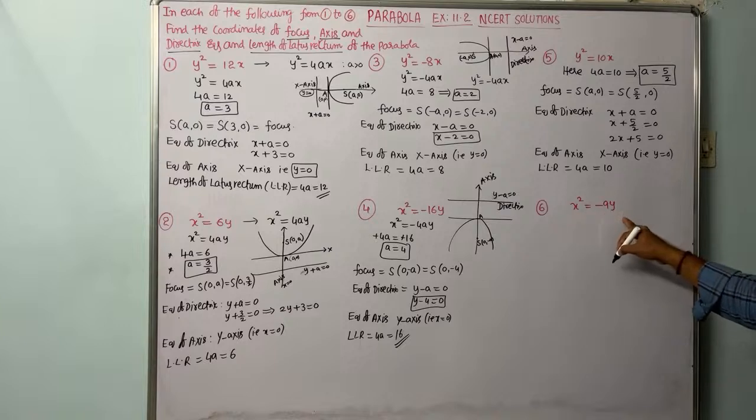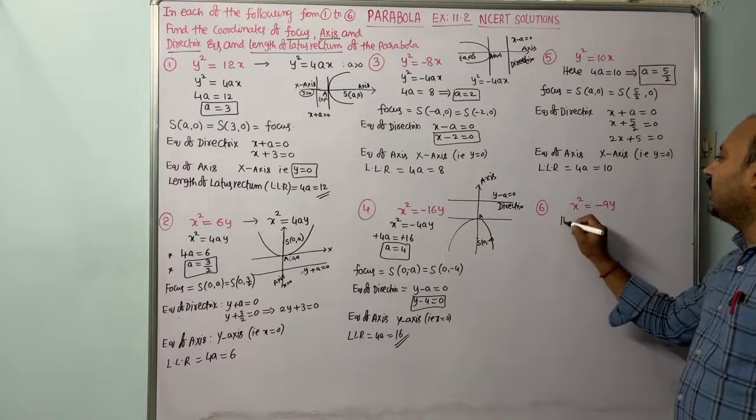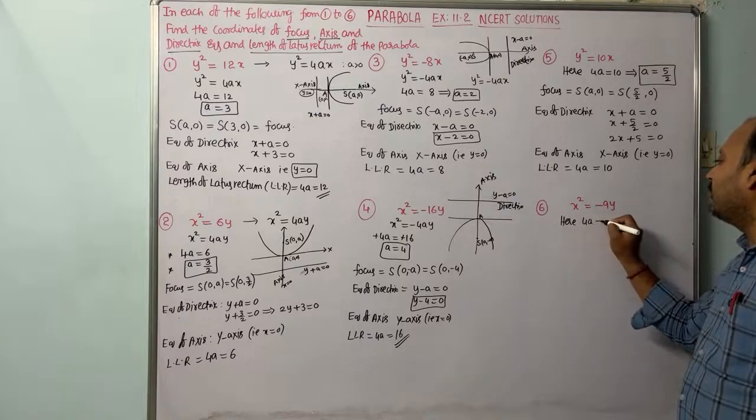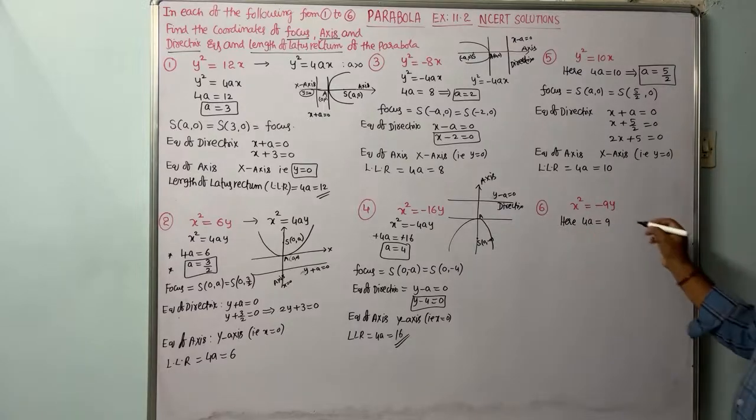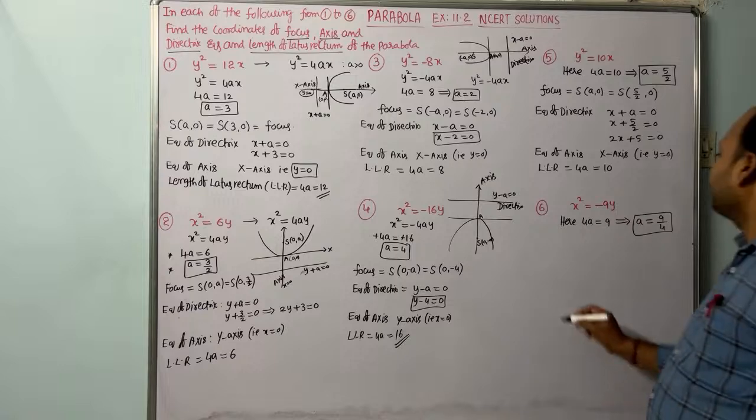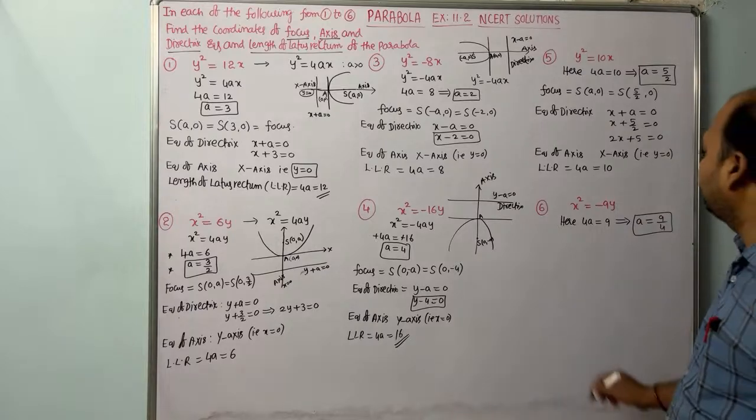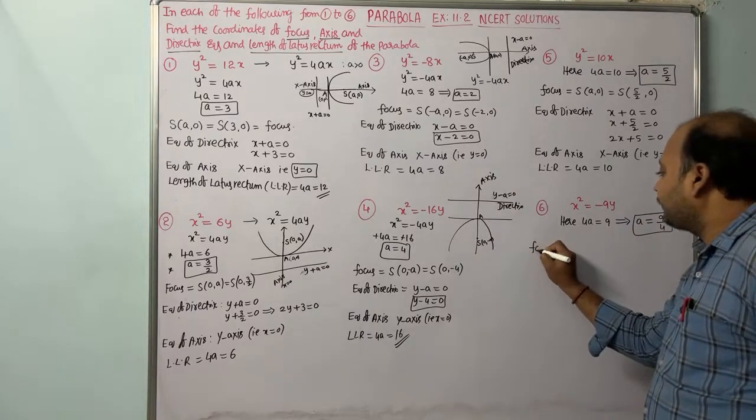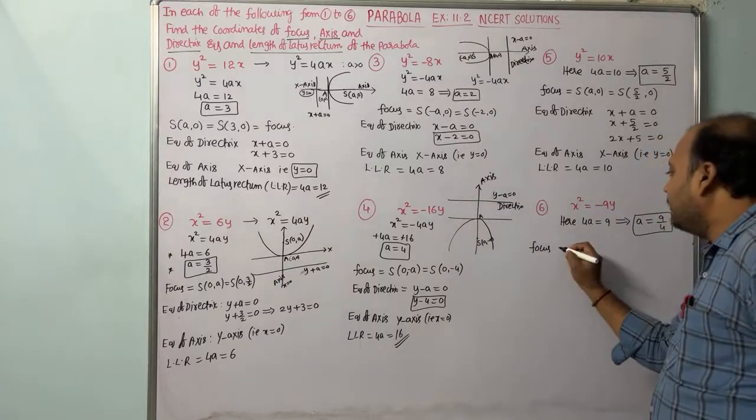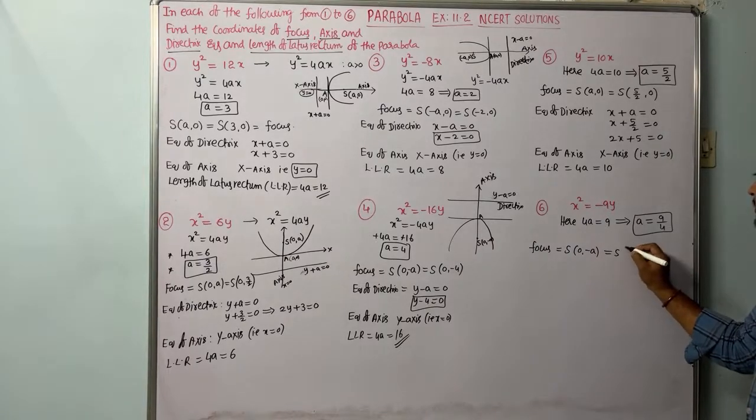x square equal to minus 9y. Compare this equation with x square is equal to minus 4ay. Here, 4a is equal to plus 9. Minus 4a equal to minus 9 means 4a equal to 9. That implies a equal to 9 by 4. After getting the value of a, x square is equal to minus 4ay means it will be like this, a downward parabola. So focus. Whatever information we wrote here, the same thing we are following. 0 comma minus a, which is equal to S of 0 comma minus 9 by 4.